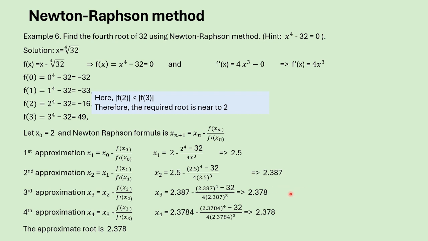Now again we have to carry out one more next approximation, fourth approximation. That is x4 is equal to x3 minus f of x3 by f dash x3. So here substitute the value of x3, which is this. So here we got this value, x3 we have to substitute in f of x, we get this. F dash of x3, here substituting the value of x3 we get this. On simplifying we get 2.378. This value and this value are same, so we have to stop the iteration, and the approximate root is 2.37.